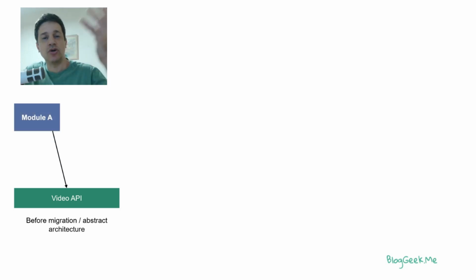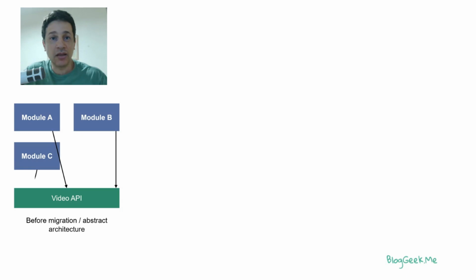So you've got the first module, you initialize a video API, you start using it. There is another module in your application and some others that need to access this API. So you just access them directly. Why? Because it makes sense. You're building your application from scratch.